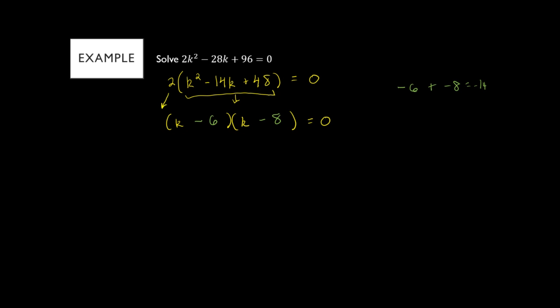Now, if you're wondering, well, what about that 2? It just keeps dropping down in front. It just kind of starts hanging out in front there. But then when we do the zero factor property, we ignore it, because if you set it equal to 0, you would just have 2 equals 0, which doesn't mean anything. So we get k minus 6 equals 0, k minus 8 equals 0, and then that 2 equals 0, which is meaningless because it's just a number. It doesn't have that variable.